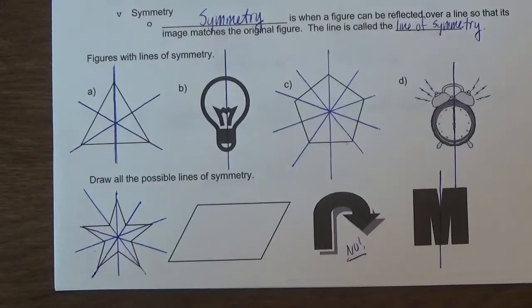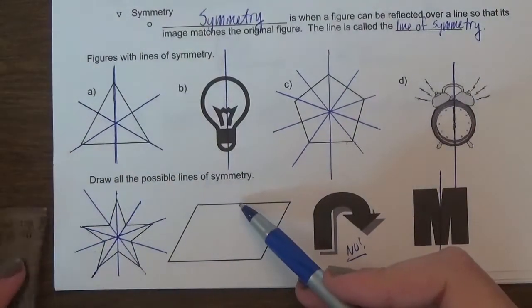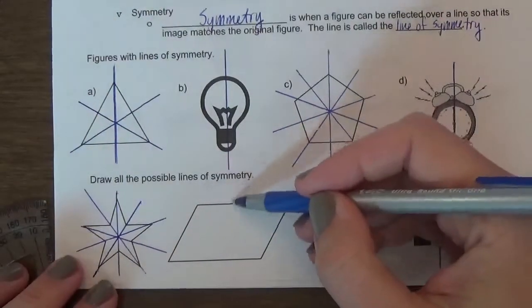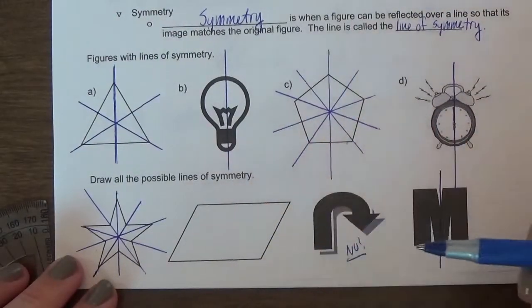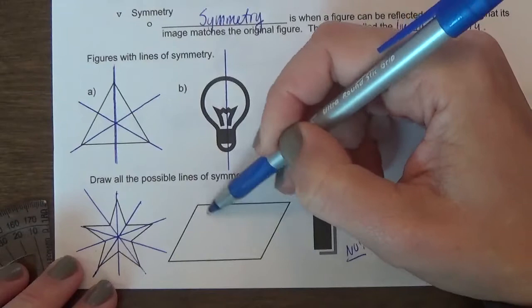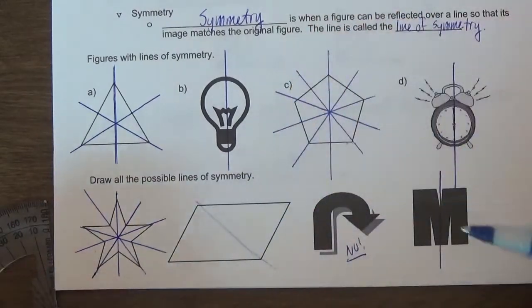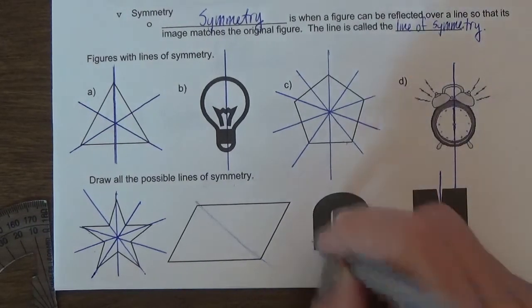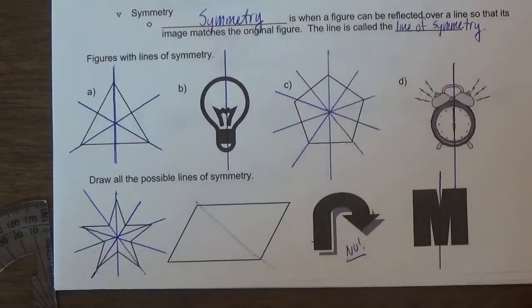Now what about this guy? If I folded it, or if I drew a line here, when you fold it, it's not going to line up. Here, no, it's not going to line up. What about the diagonal? Will that fold on itself? I'm going to let you guys think about that one, and we will get back to it maybe tomorrow.